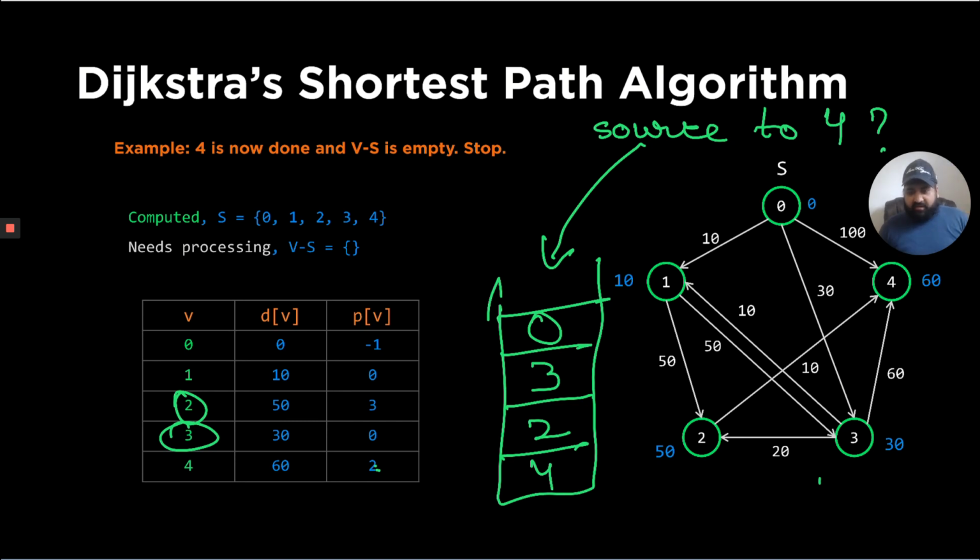I don't know if you will be implementing this or not, but if you implement it, use a stack, and if you pop the elements of the stack, that's going to give you the entire path from 0 to 4. So in this case, it's 0, 3, 2, and 4.